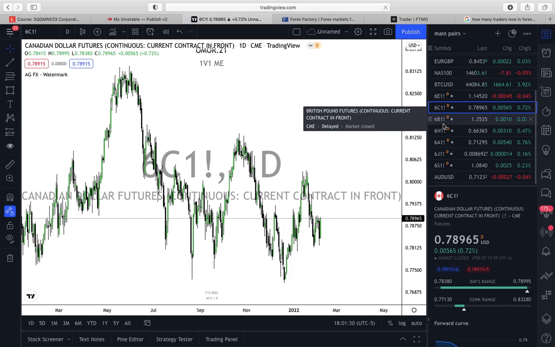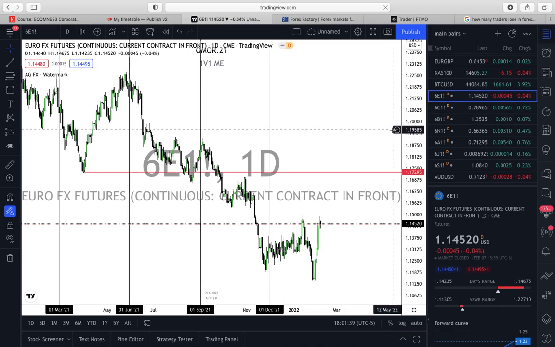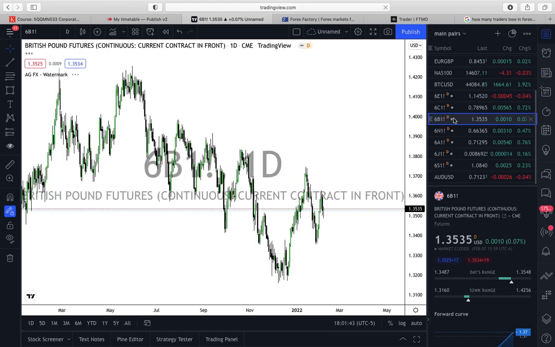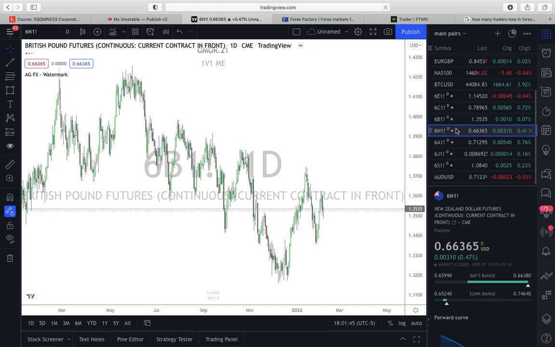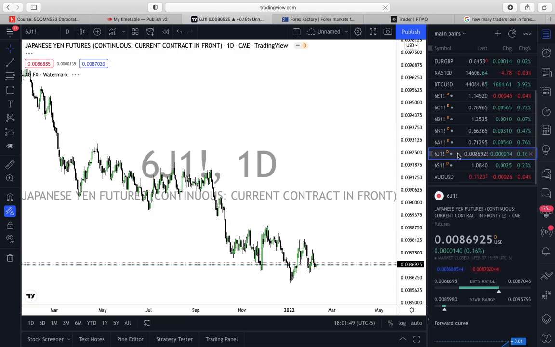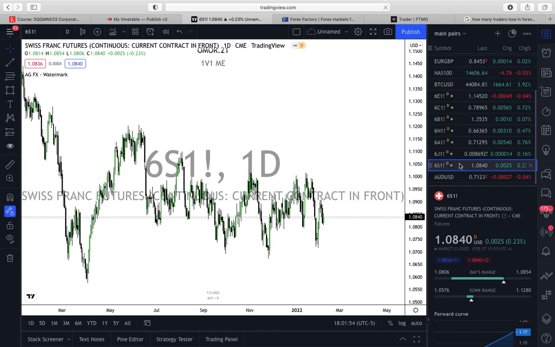So we look to the futures. The futures are all to do with the directional bias. We have the Euro futures, Canadian futures, British pound futures, New Zealand dollar futures, Australian dollar futures, Japanese yen futures, Swiss franc futures. So 6E1, 6C, 6B, 6N, 6A, 6J, 6S.